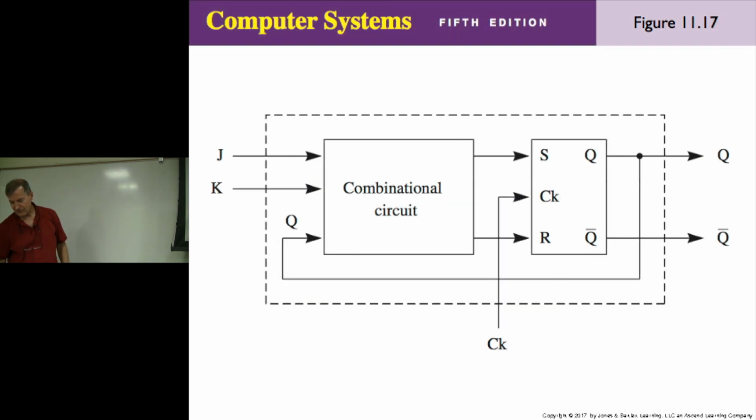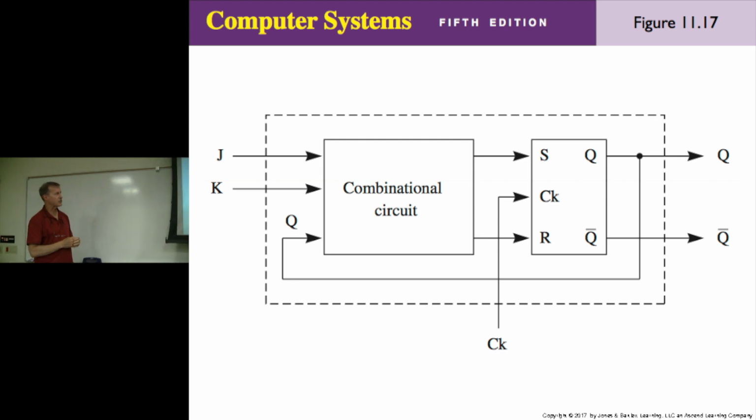Just to remind ourselves of all the circuitry that's involved: if we go to figure 11.17, inside that SR flip-flop is all that master-slave stuff, with those cross-coupled feedbacks. But now there's an additional feedback, taken from outside the SR flip-flop into this combinational circuit. So you see, our task is to design that combinational circuit.